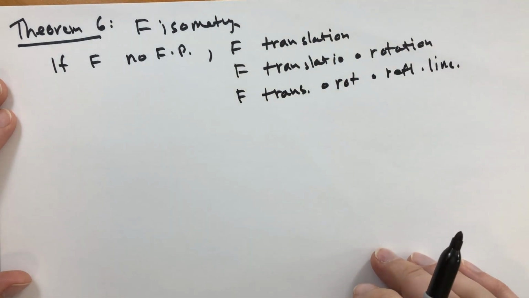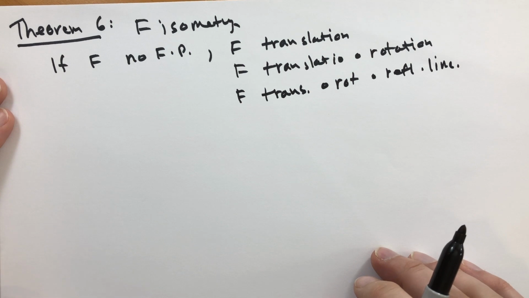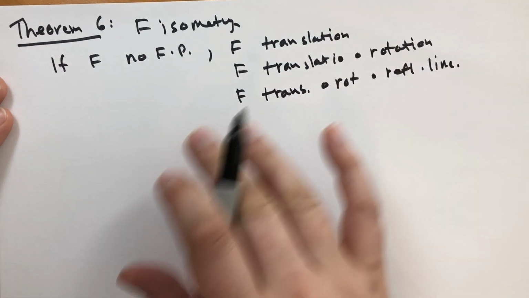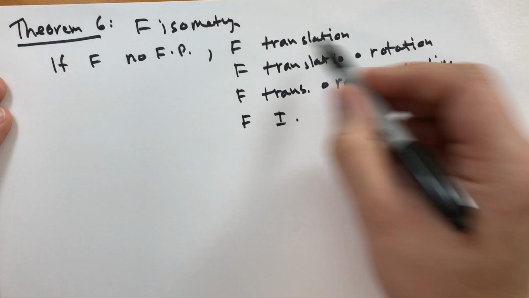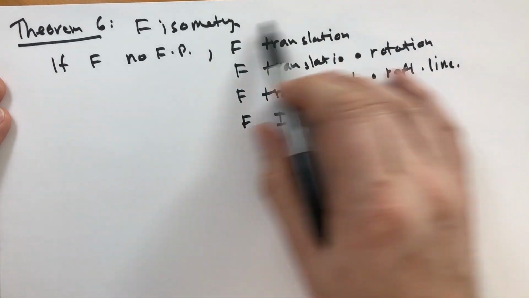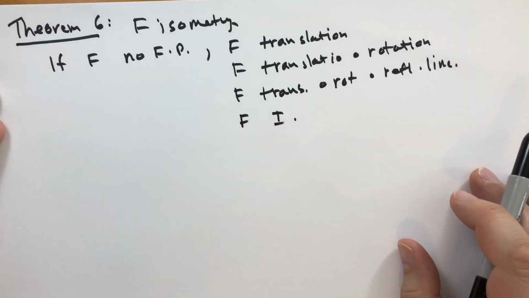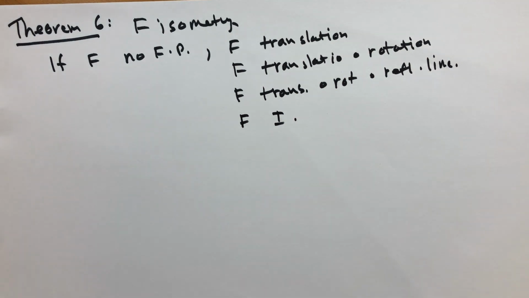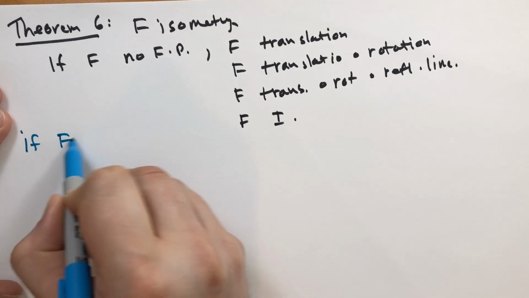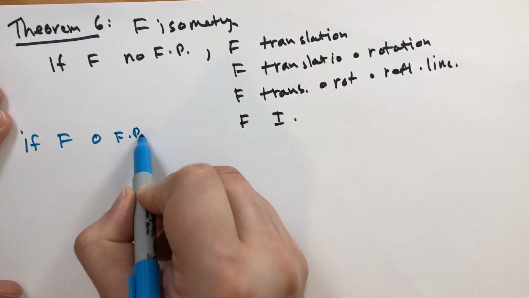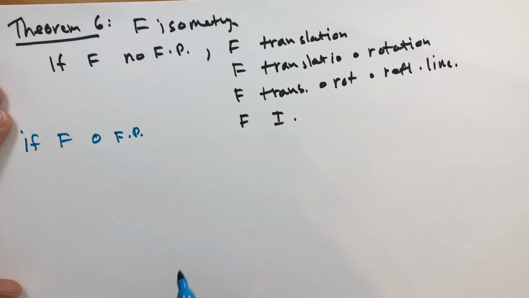Or the composite of a translation and a reflection through a line, any combination of these. Of course F could also be the identity. So one of these possibilities, but this basically describes the complete set of all possible isometries that F could be. Let's go through this proof, and it is not unlike the proofs that we've done before. So we're going to say F has no fixed points.